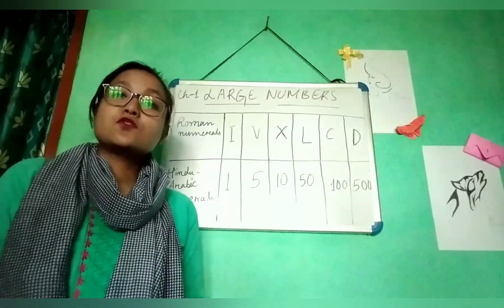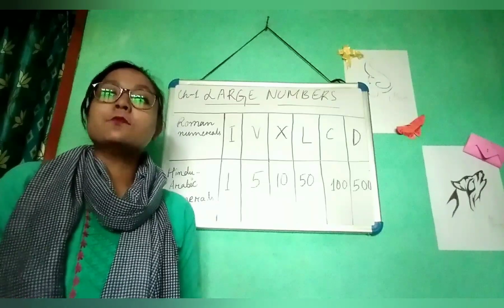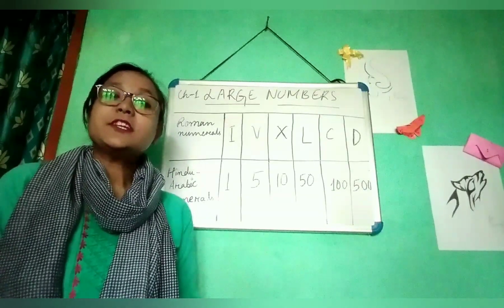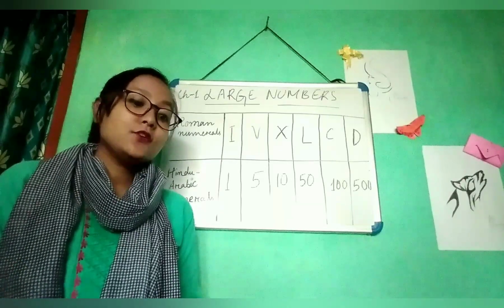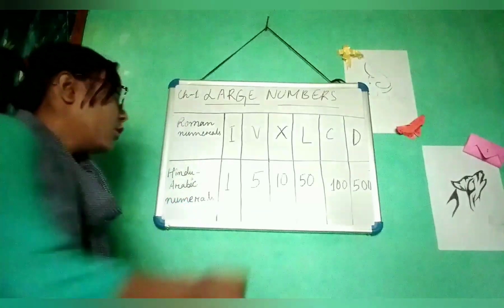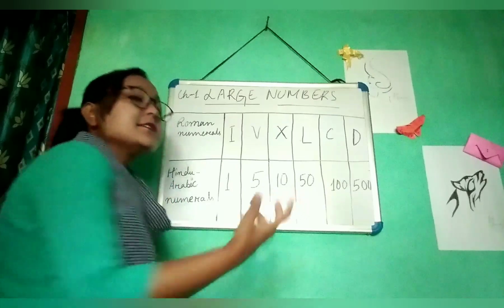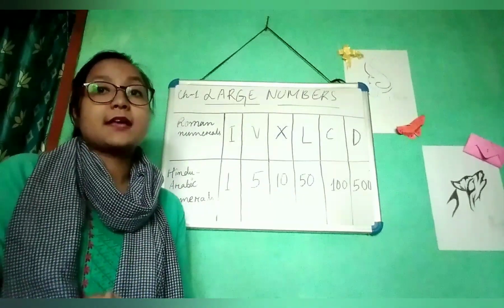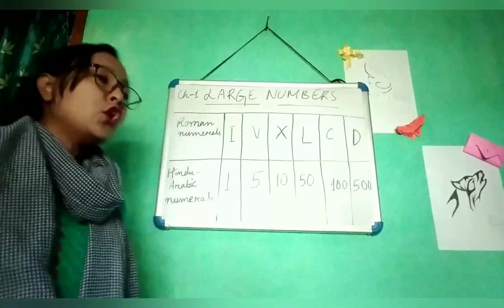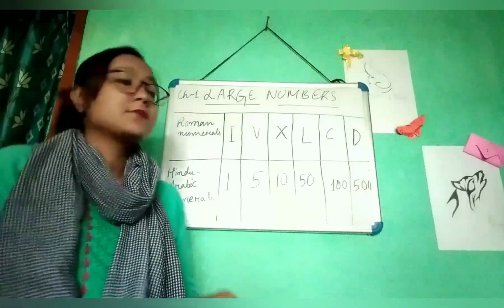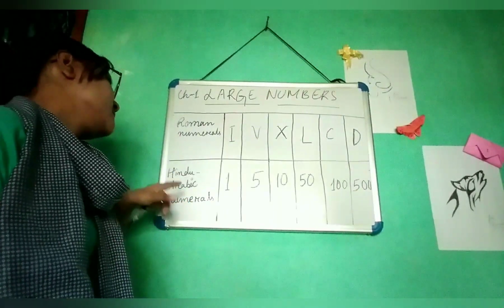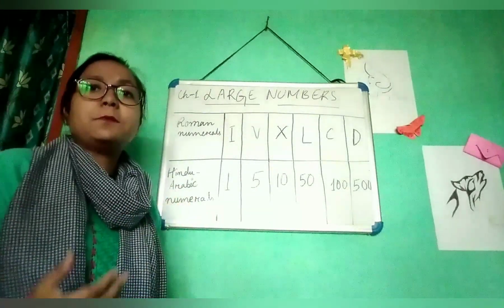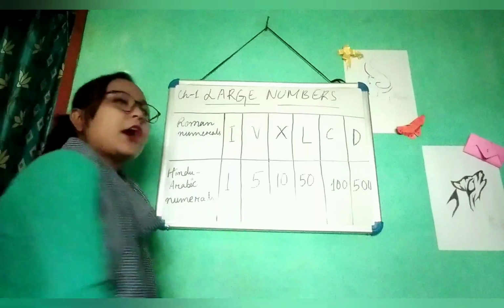Roman numerals. So what do you mean by numerals? Numerals are all numbers which are written using symbols like 0, 1, 5, 10. This depicts numbers. So these symbols are known as numerals. Numerals are of two types: one is Roman numerals and another is Hindu-Arabic numerals. Mostly we people use Hindu-Arabic numerals.